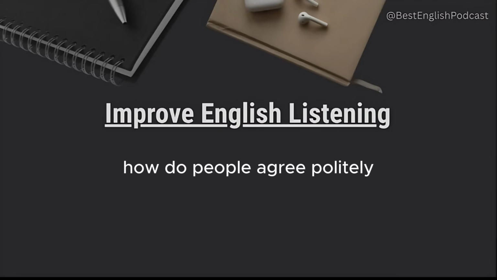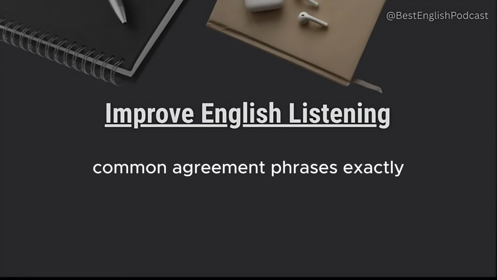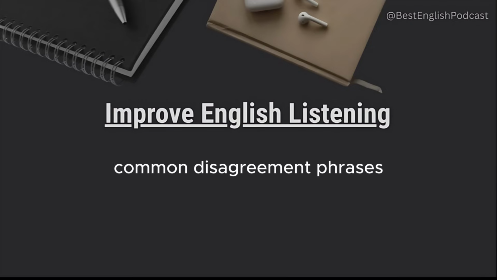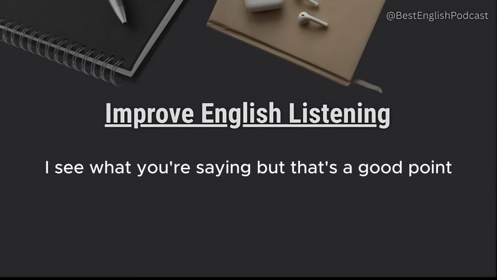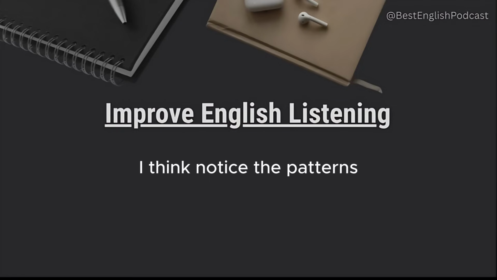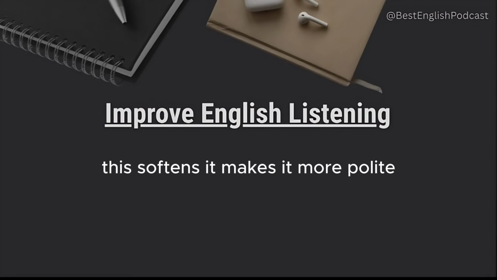How do people agree politely? How do they disagree without being rude? Common agreement phrases: "Exactly." "I know what you mean." "That's so true." "I feel the same way." Common disagreement phrases: "I see what you're saying, but..." "That's a good point. However, I'm not sure I agree with that." "Actually, I think..." Notice the patterns. Disagreement often starts with agreement. This softens it, makes it more polite.